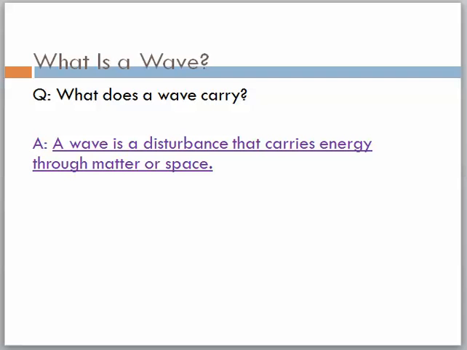But what is a wave? Well, to understand a wave, what does a wave carry? A wave is a disturbance that carries energy through matter or space. It carries energy because the wave has height, it has altitude, as we've talked about with waves, the amplitude.